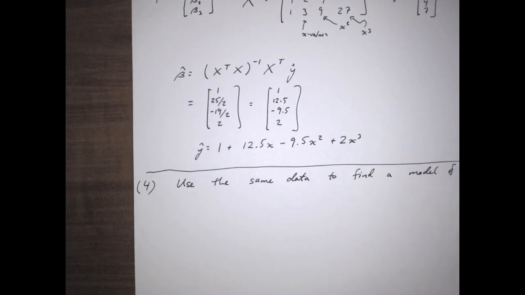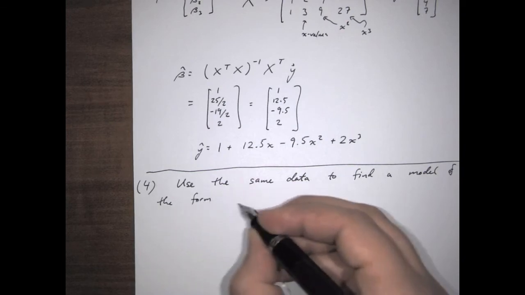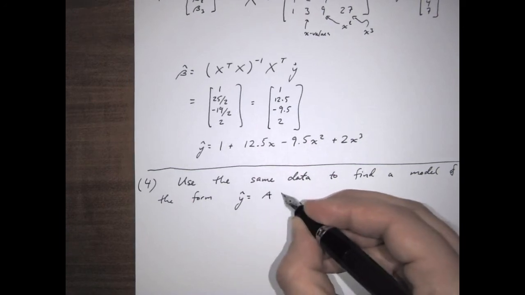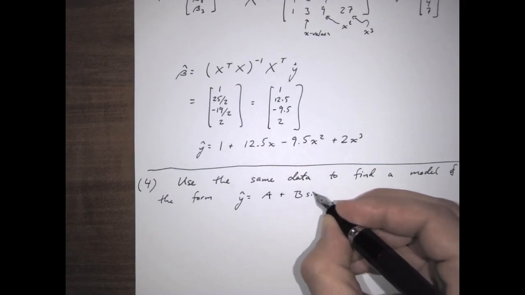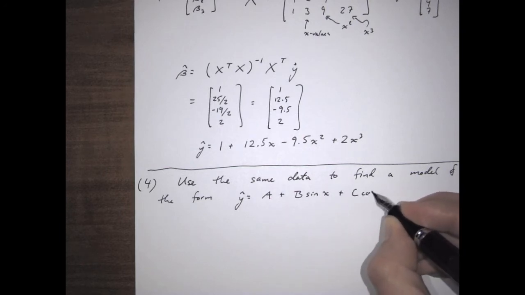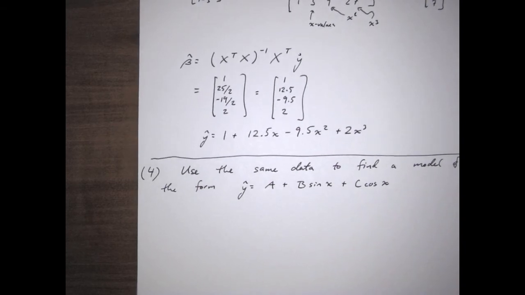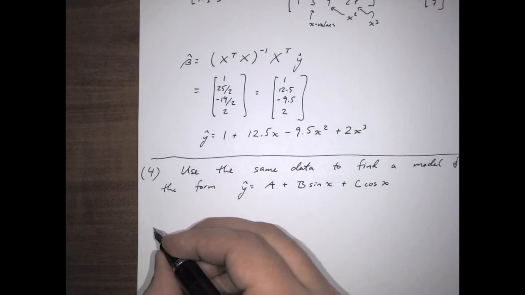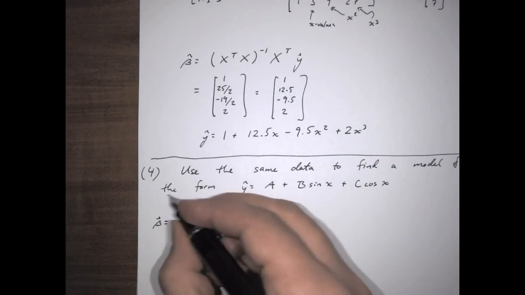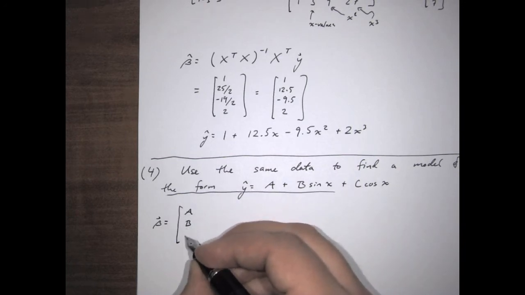Find a model of the form y equals a plus b sine x plus c cosine x. All right, well, then the beta here would be a, b, c.